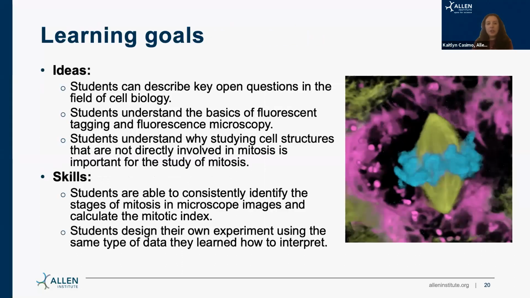So in conclusion, I just wanted to briefly recap those learning goals. Students have gotten an exposure to some of the open questions in cell biology, and they've learned a key tool for current research in cell biology. And they understand not only the process of studying mitosis with fluorescent microscopy, but also why it's useful. Students also gain some practical skills in interpreting image data and designing some mini experiments.